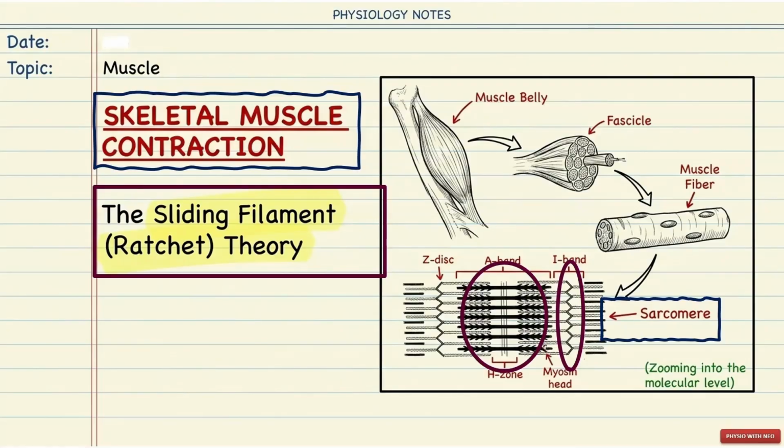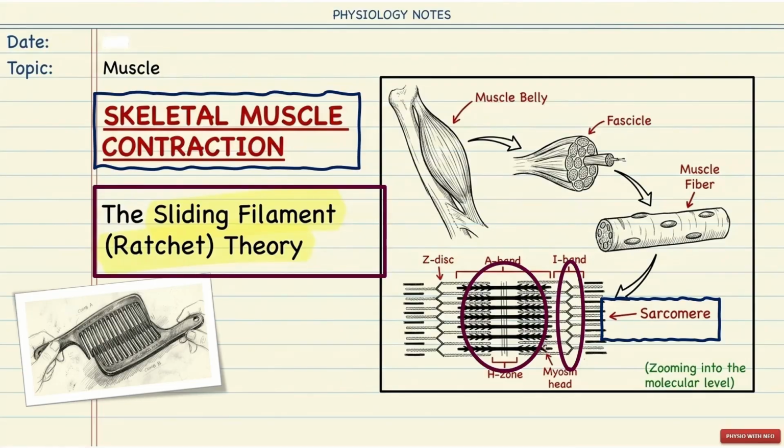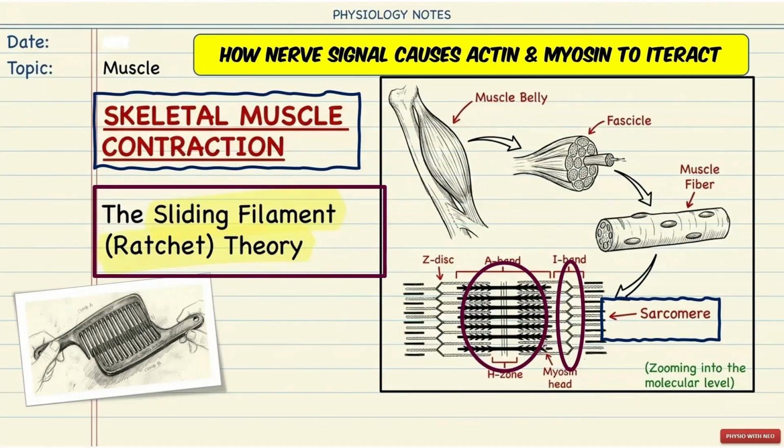Think of it like two combs sliding into each other. The individual filaments don't become shorter. The relative position changes. And this simple idea will explain everything we are going to discuss today. But there is one important question. How does a nerve signal ultimately cause actin and myosin to interact? That's where the few new slides come in.